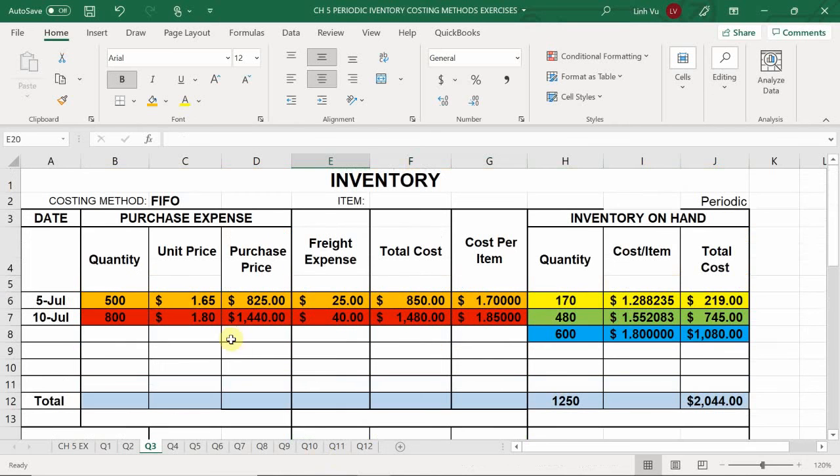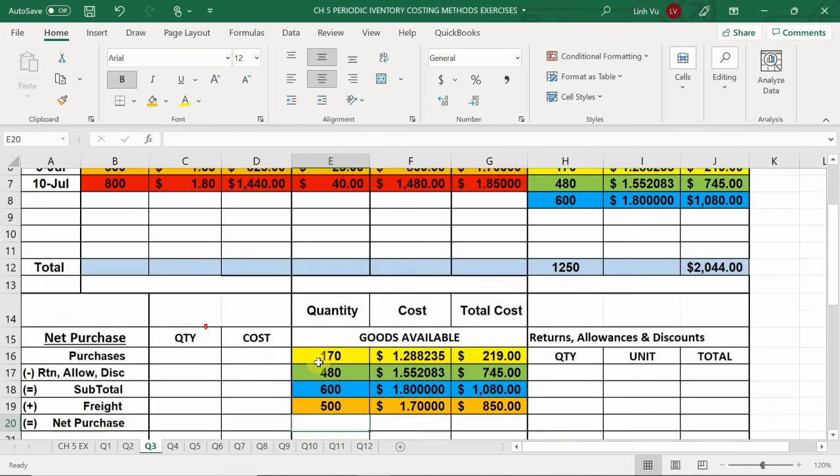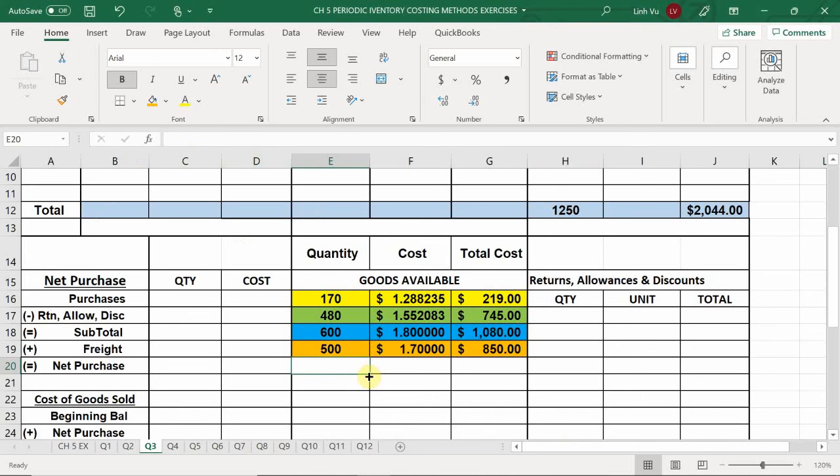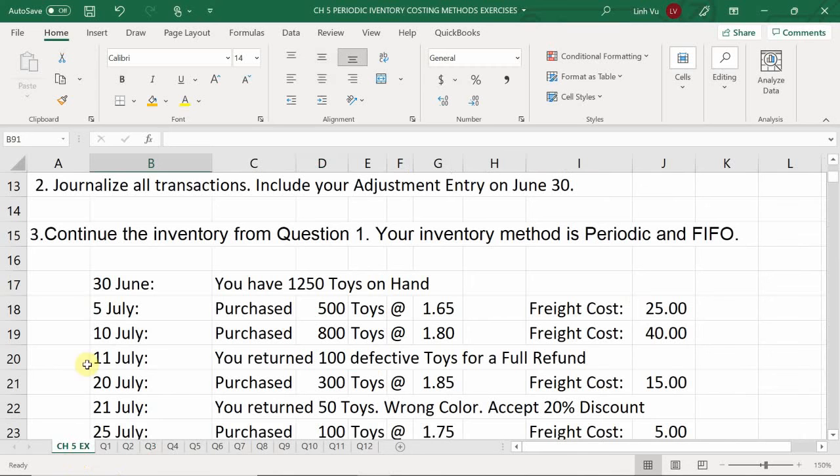I purchased these 500 units and made no changes, because I end up making a second batch of inventory that I purchased, not carried over from the beginning inventory. This is the 800 units on July 10th. Now, I'm not going to add my July 10 in here because what if I end up returning something? So let's take a look at my scenario. Did I end up returning something? July 11th. I end up returning 100 defective toys for a full refund.